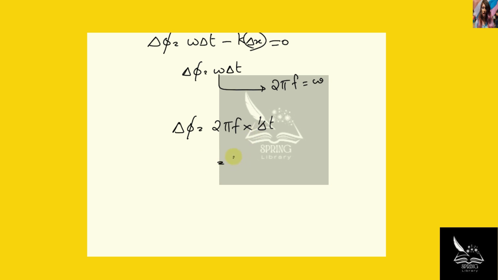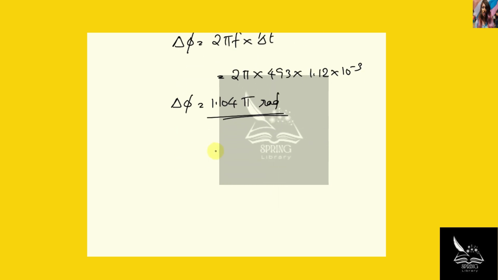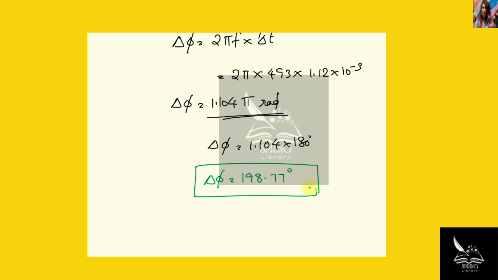Now, let's substitute the values: 2 pi into 493 into 1.12 into 10 raised to minus 3. Hence, we'll get delta phi as 1.104 pi radians. Now, in degrees, we can find it out by delta phi being equal to 1.104 into 180 degrees. Finally, delta phi is equal to 198.77 degrees.